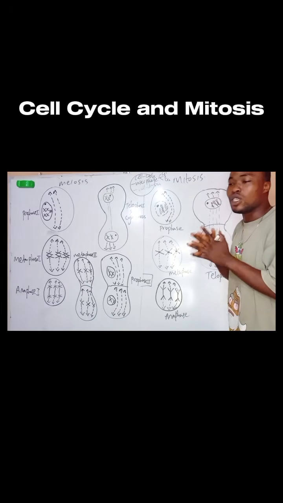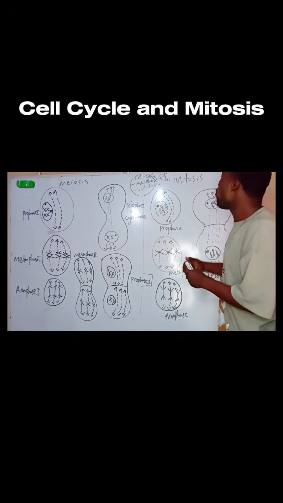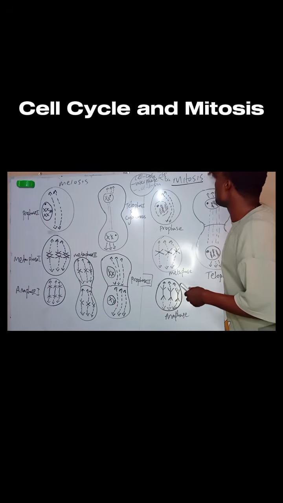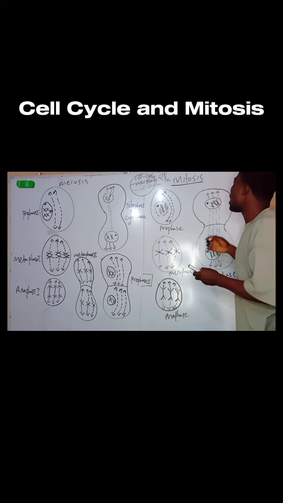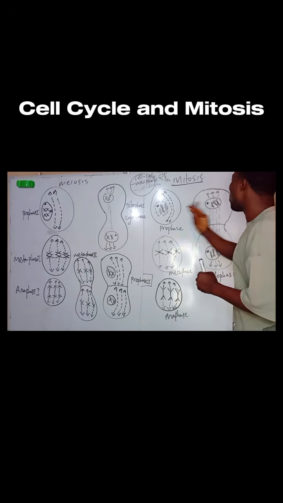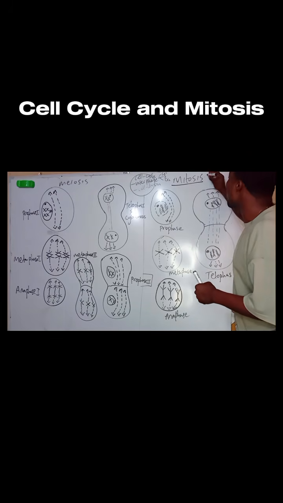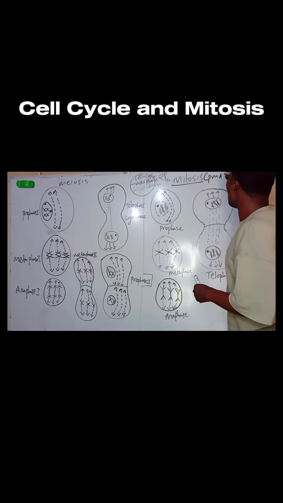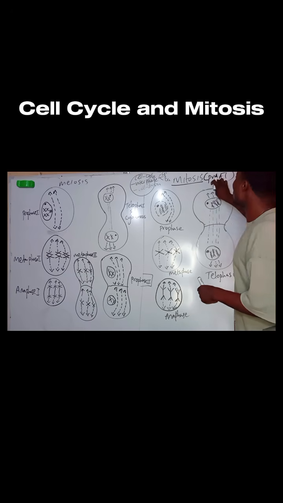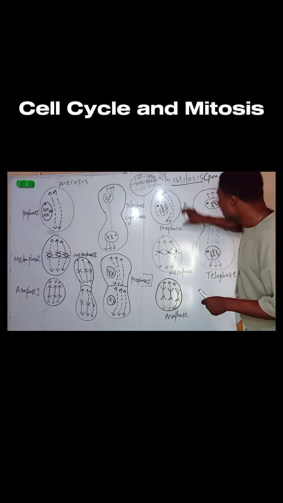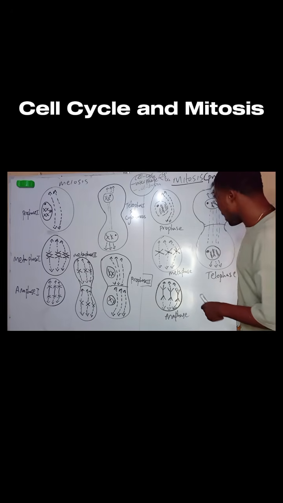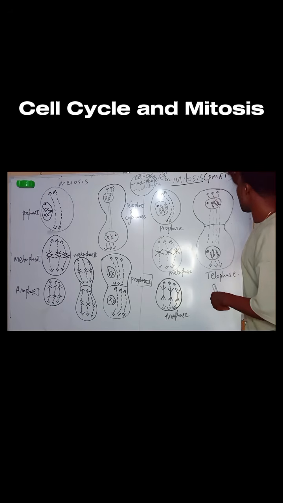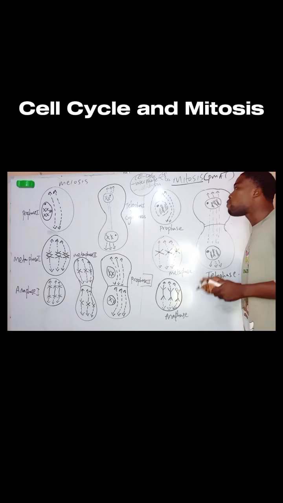Now in cell division, the cell has gotten to a stage where it wants to replicate its kind. The first of the divisions that occur is mitosis. I already told you what happens in mitosis. Mitosis has these stages. Please take note, it's called PMAT so that you don't forget. P stands for prophase, M stands for metaphase, A stands for anaphase, T stands for telophase.